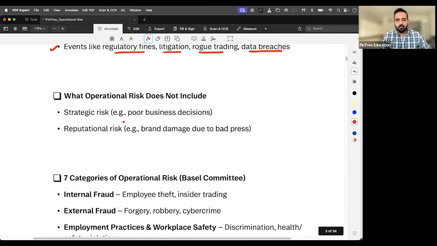Now, what does it not include? I want you to explicitly remember this, that it does not include strategic risk, which is you making a wrong decision, like deciding to start a lending practice in the personal loan segment, but you did not have the expertise or the distribution to do it. So a poor business decision, or something that affects your reputation, for whatever reason. Please remember, reputational risk is not a part of ops risk as per the Basel guidelines.